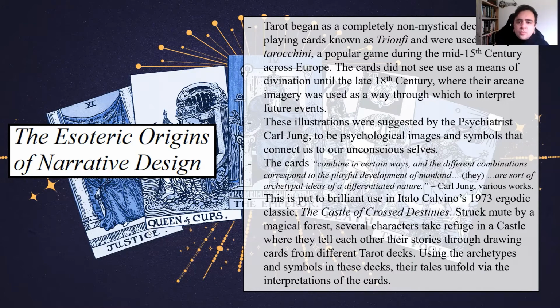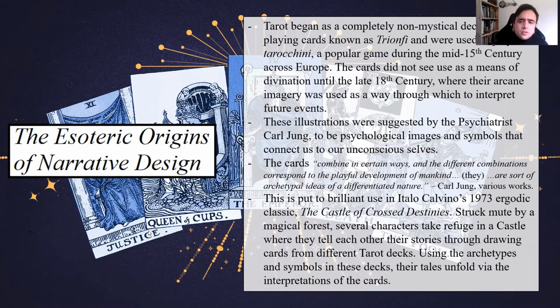These illustrations were suggested by the psychiatrist Carl Jung to be psychological images and symbols that connect us to our unconscious selves. The cards combine in certain ways, and the different combinations correspond to the playful development of mankind. They are sort of archetypal ideas of a differentiated nature.